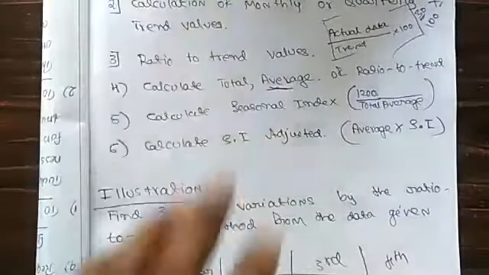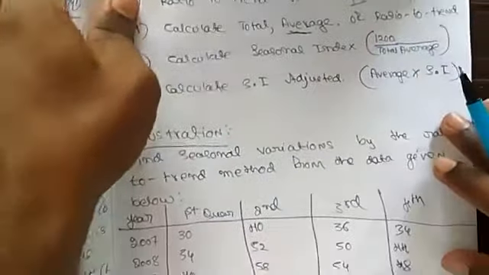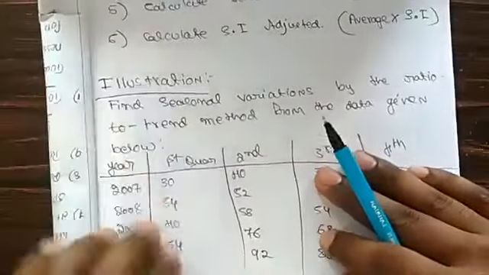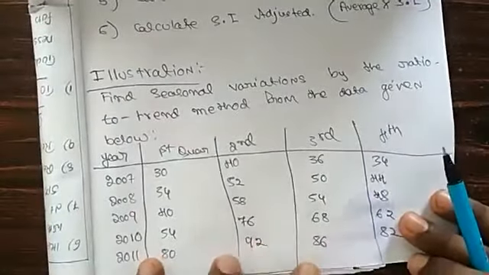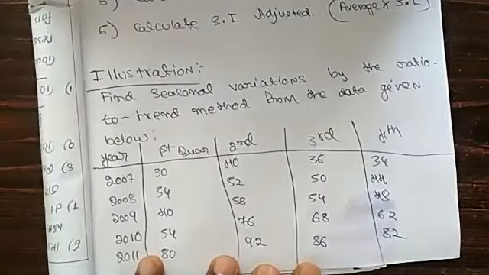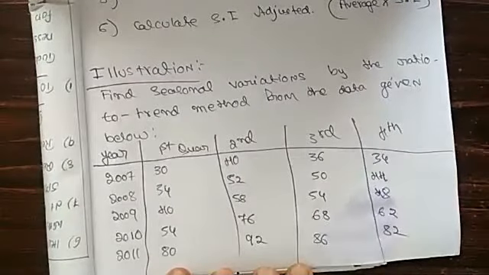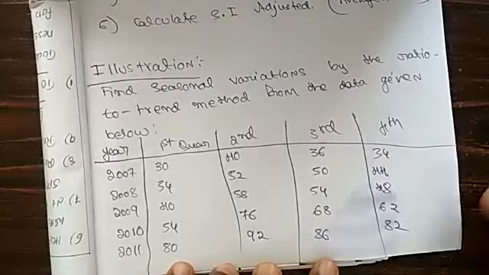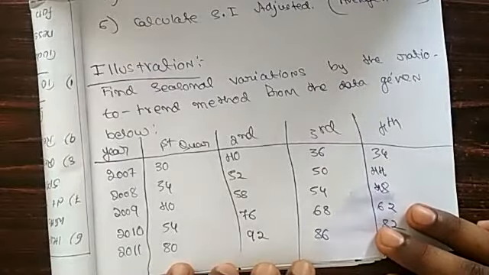I hope you understand the steps for the ratio to trend method. Now we'll discuss one problem under this method. See this question, you can write it down. Find seasonal variation by the ratio to trend method from the data given below.